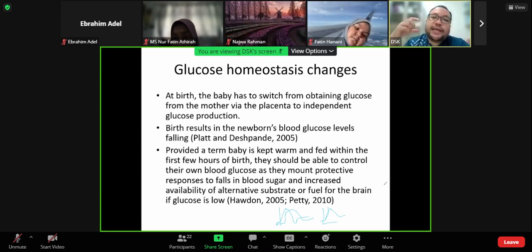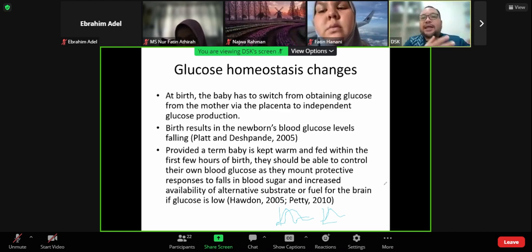The issue is, in an infant of a diabetic mother, the baby is used to getting high glucose levels from the mother, because the mother is diabetic, right? And the baby's pancreas is used to producing high levels of insulin because it gets high levels of glucose from the mother.